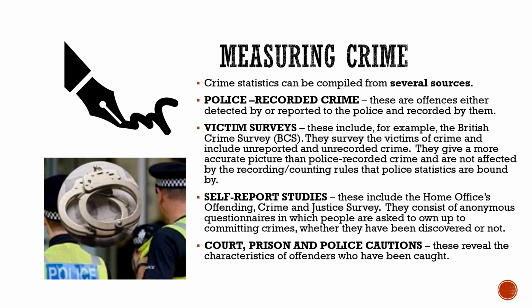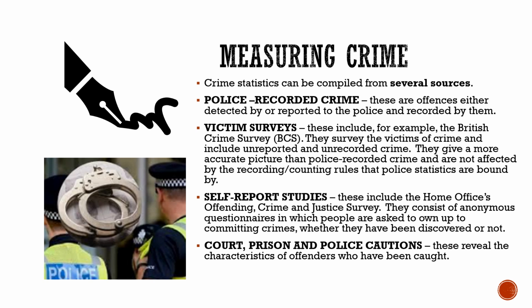There are different sources that contribute to the measurements of crime, and they all show a slightly different picture of crime and deviance in the UK. Police recorded crime are offences that are detected by or reported to the police, but they're also required to report and record these crimes, and not all crimes that take place will be recorded by the police.